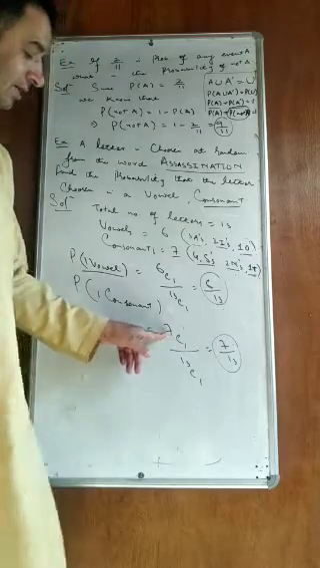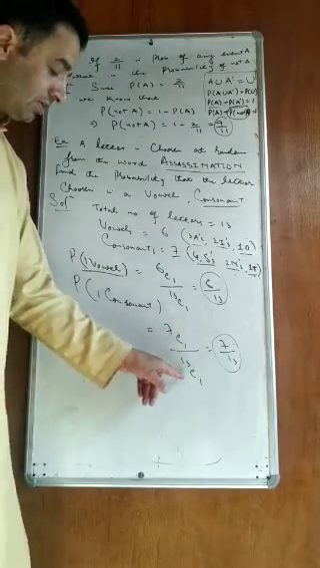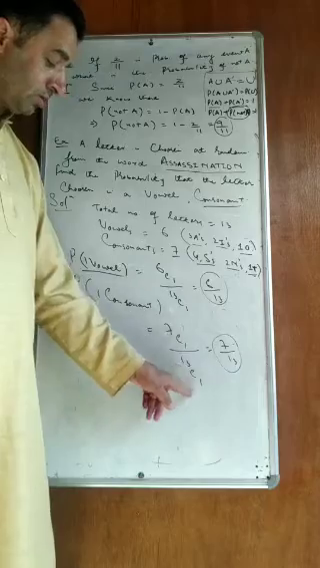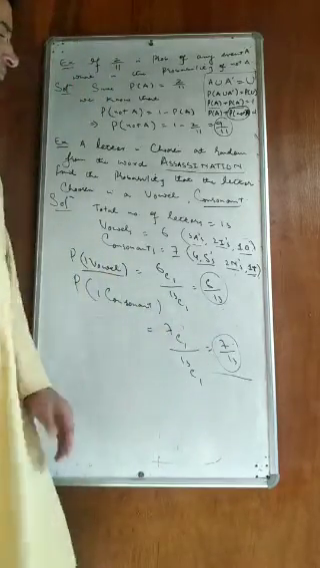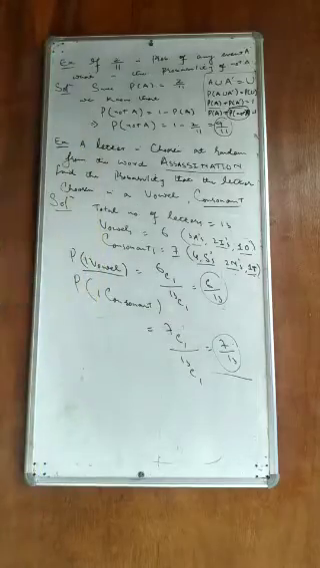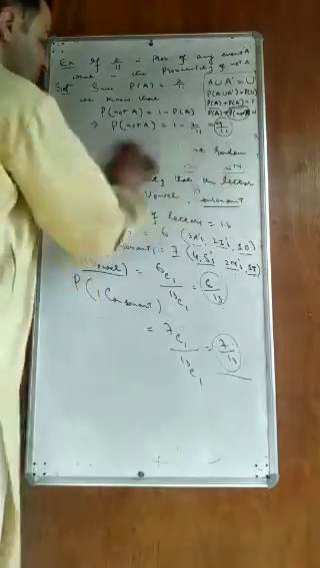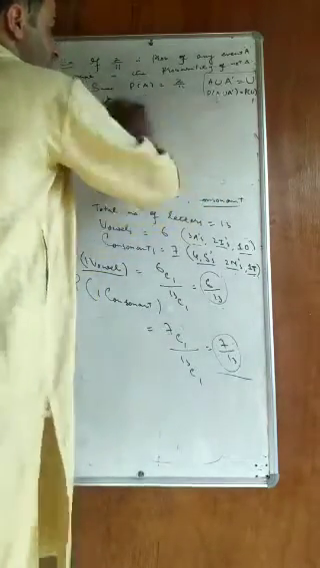So the selections are 7C1 divided by 13C1, the total number of selections, that is 7 by 13. So this is the answer. Okay, there is one more question which is very important, that is if a probability is given.